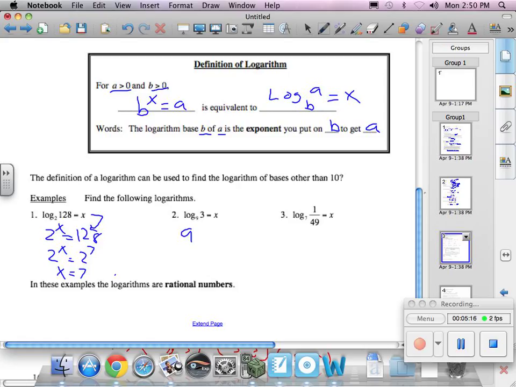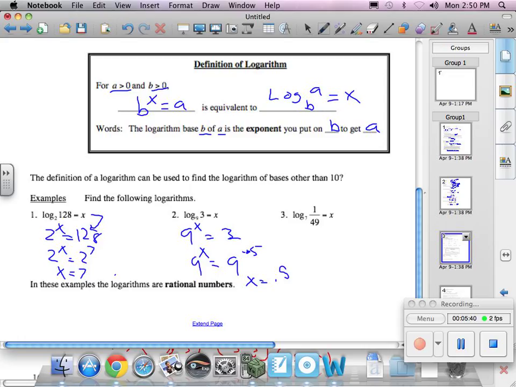Similarly, 9 to the x equals 3. That's a little weird because my argument is smaller than my base, until I remember that 3 is the square root of 9, so that is the same as 9 to the x equals 9 to the 0.5, or 1/2 power, because that's the square root, and x equals 0.5.